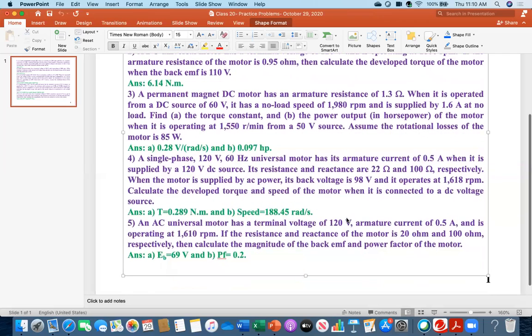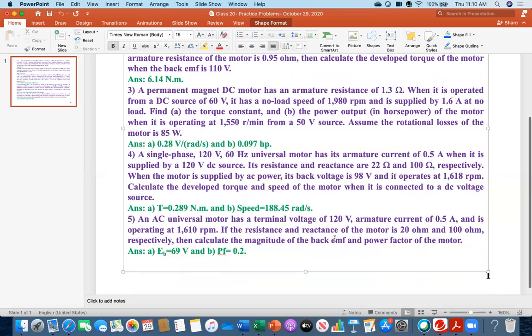Right. And then read number 5. I'm giving you the hints, so you can do number 5. In this case, this is the AC universal motor, which means it is powered by AC. Terminal voltage is given as 120, armature current is 0.5, and it is operating at that RPM. If the resistance and reactance of the motor are 20 ohm and 100 ohm respectively, then calculate the magnitude of the back voltage and power factor.